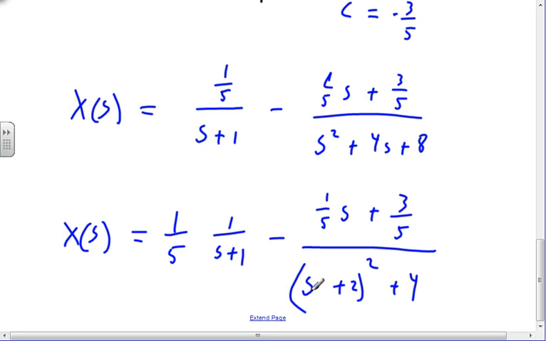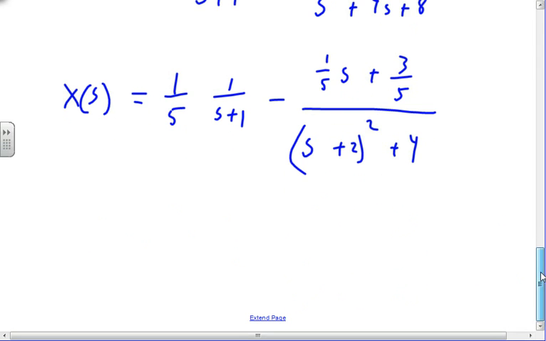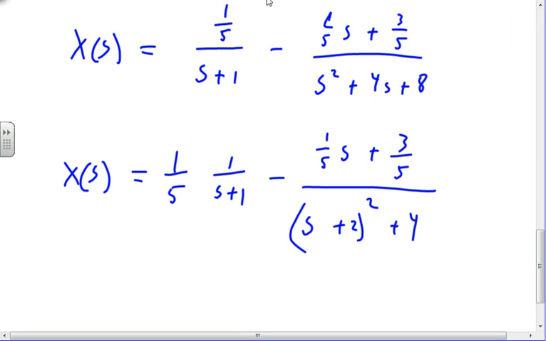Okay, are those guys the same? S squared plus 4s plus 8. 4 plus 4 is 8. Okay, so I got the same thing. So if you can't complete the square, you're hosed. I take this guy and I divide it by 2 and I square it and I put it here and I subtract it from there, and then I factor s squared plus 4s plus 4 to get that.